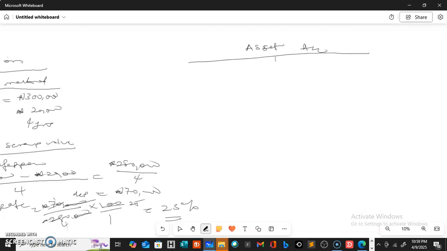So we have this first. Let's use here for the cash account. So for the asset account, this is when we bought the asset. Let's say for year 1, the cash value paid for the asset is 300,000 naira.